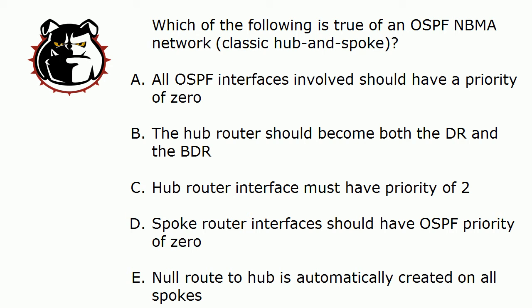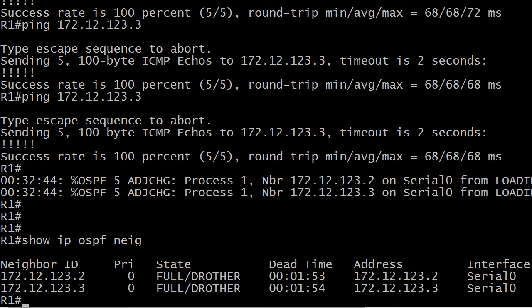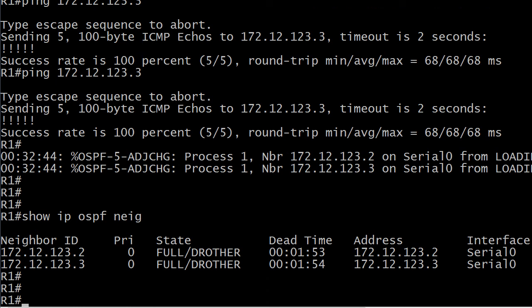Now, for B, the hub router should become both the DR and BDR. I want to clear up a small point of confusion I see on occasion. And right now, we're on router 1, and that is the designated router, the hub, for this particular network. And I'll show you the other configs as well as we go down those choices.